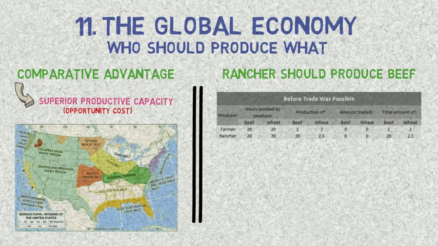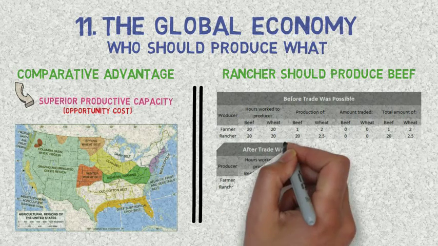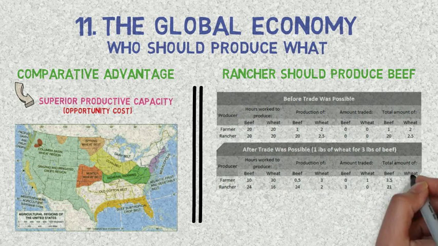The data used in the last slide can be used to analyze two different moments. Imagine that, at first, the producers do not trade. They both work 20 hours to produce each good. In this way, the farmer produces 1 pound of beef and 2 pounds of wheat, while the rancher produces 20 pounds of beef and 2.5 pounds of wheat.